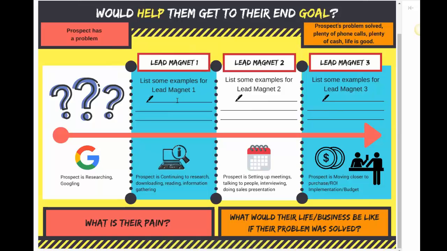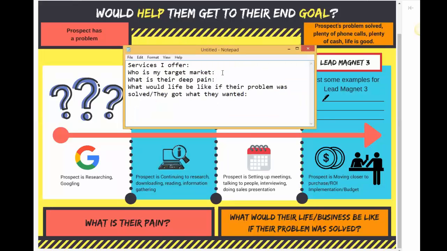So that is it for this particular article, how to develop 3 lead magnets that your prospects will absolutely love. And you want to go ahead and answer these questions. Who's my target market? What is their deep pain? What would it look like if their problem was solved and life was good? What would their business look like? What would their life look like? And then be clear on what you offer and who your target market is.